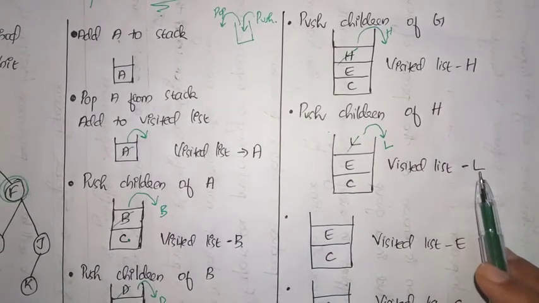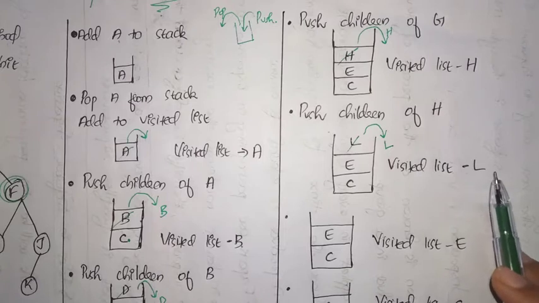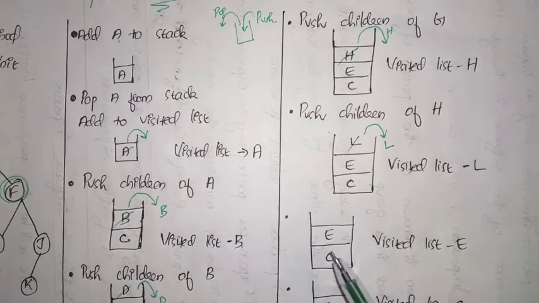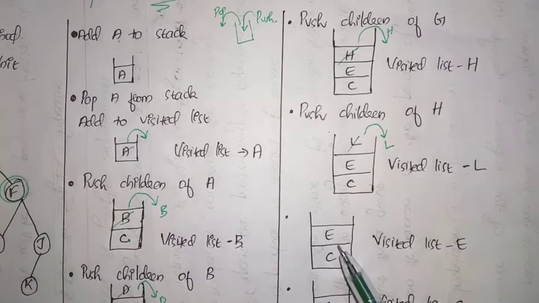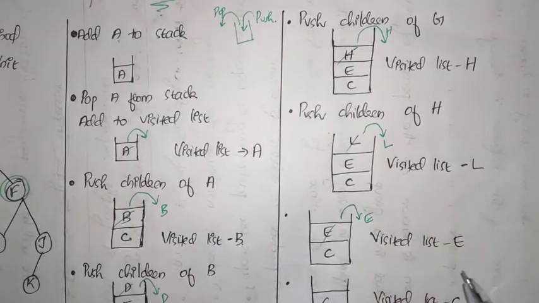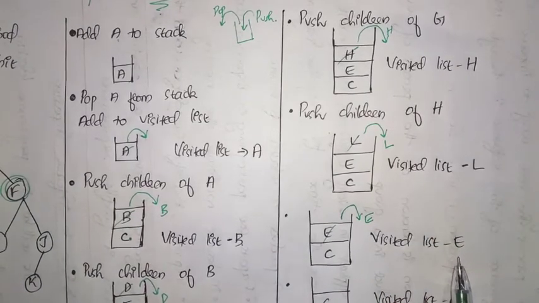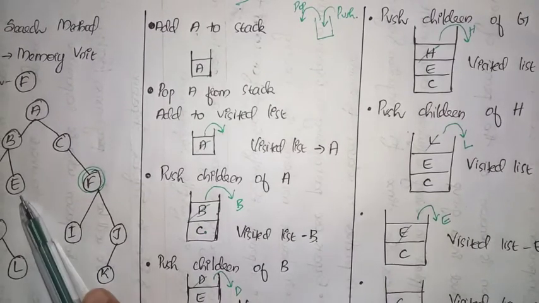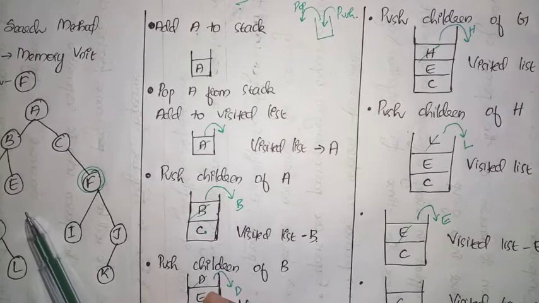And we check whether L has any children or not. Here L does not have any children. So we pop the next element present at the top of the stack, that is E. E is popped out of the stack and added into the visited list. And we check whether E has any child or not. No, E is a leaf node that does not have any child.